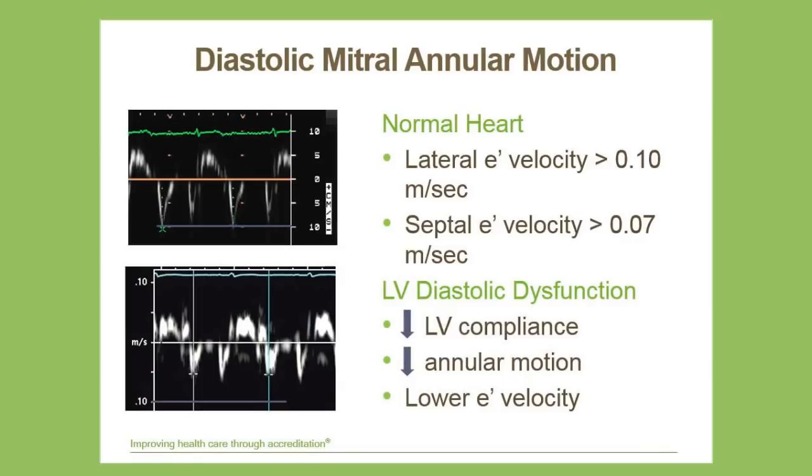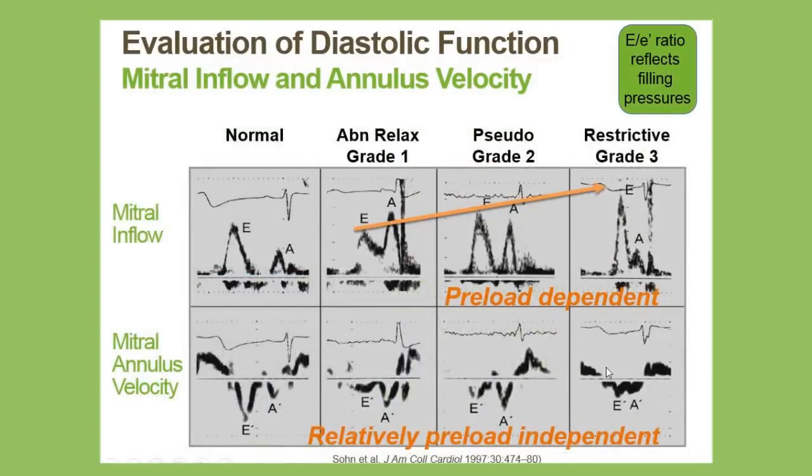In terms of the diastolic mitral annular motion, for a normal heart, the lateral E prime velocity should be over 0.10 meters per second, and the septal should be over 0.07 meters per second. So when you have LV diastolic dysfunction, you have decreased LV compliance, decreased annular motion, and lower E prime velocity. So we have a nice example of a normal here, and then we have an abnormal here.